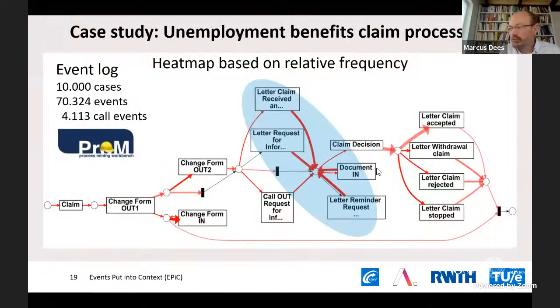You can also, next to the thickness of the arrow, see the intensity of the color. The more intense the color, the more certain we are that things are happening in that specific spot. That's good.